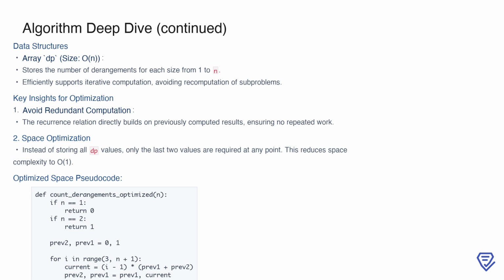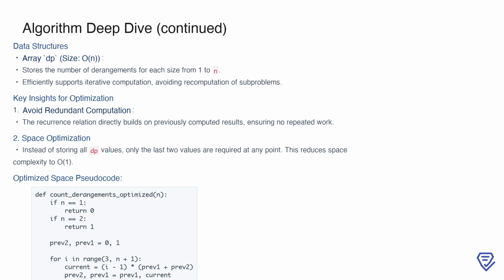To implement the dynamic programming solution efficiently, we use an array dp to store the number of derangements for array sizes from 1 to n. This allows us to iteratively compute results without recomputing subproblems. However, we can optimize space usage further.